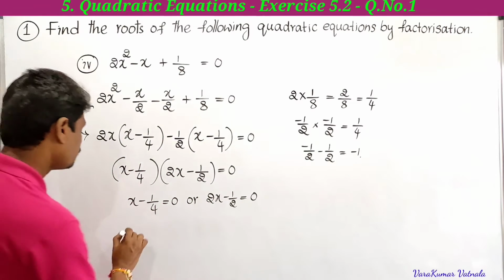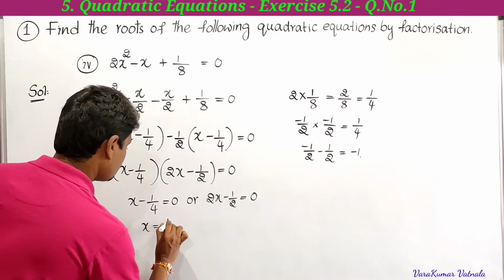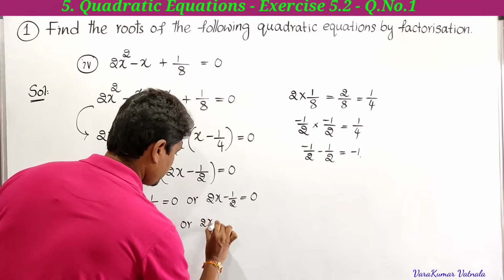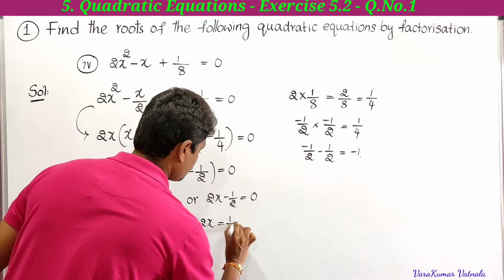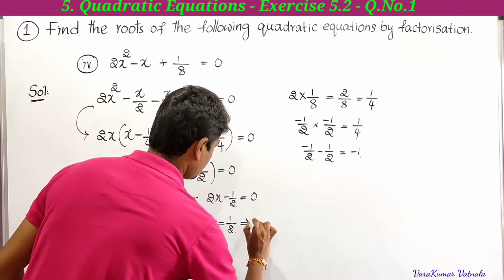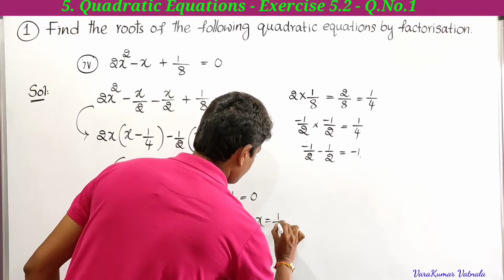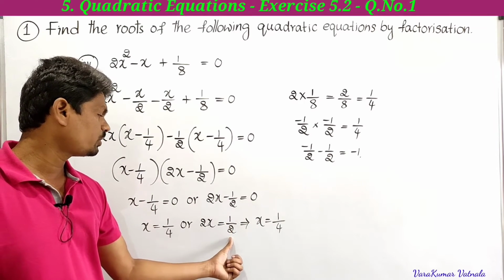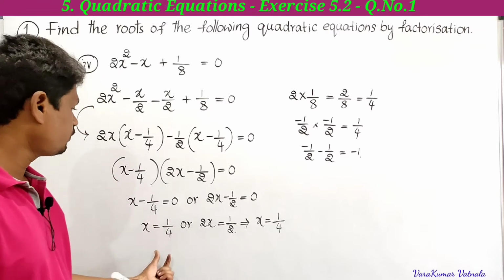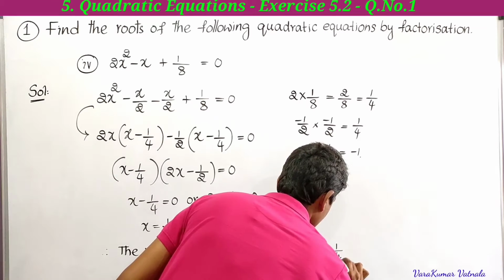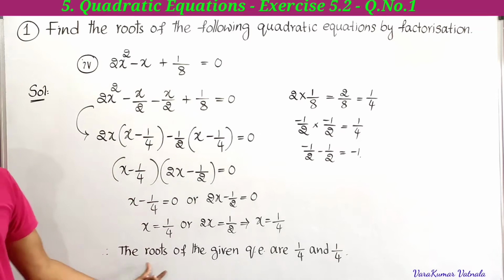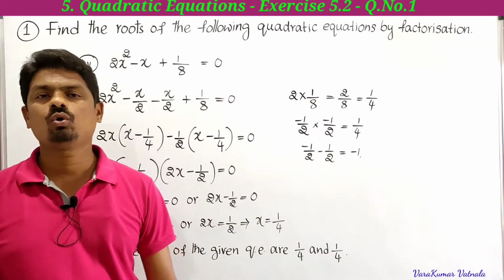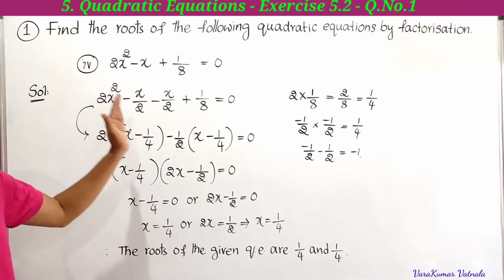Take minus 1 by 4 to the right side, we get x is equal to plus 1 by 4. Or here, 2x is equal to, take minus 1 by 2 to the right side, it becomes plus 1 by 2. 2x is equal to 1 by 2, we get x is equal to 1 by 4 again. Here 2 is multiplying, so it divides: x is equal to 1 by 2 into 1 by 2, 1 by 4. Therefore, the roots of the given quadratic equation are 1 by 4 and 1 by 4. Like this we can find; this is the fourth bit.